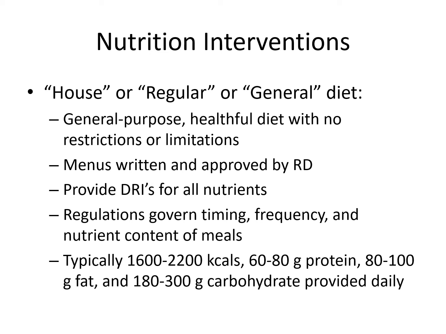Now there are regulations though that govern timing, frequency, and the content. So you have to offer people meals at a certain frequency, so they can't go more than 14 hours without being offered food. They can choose to refuse it, but you have to always offer. Now a regular diet is usually somewhere between 1600 to 2200 calories, 60 to 80 grams of protein, 80 to 100 grams of fat, and 180 to 300 grams of carbs.